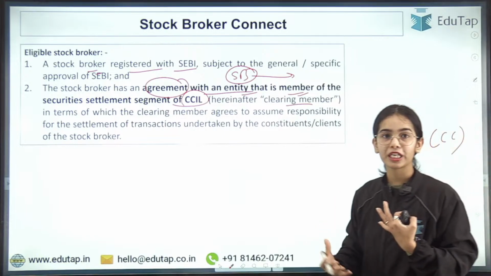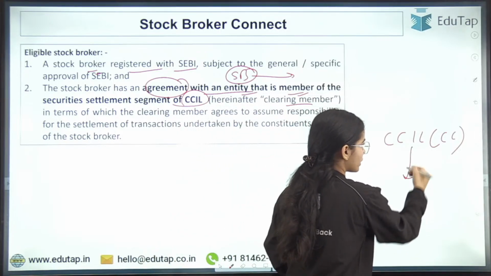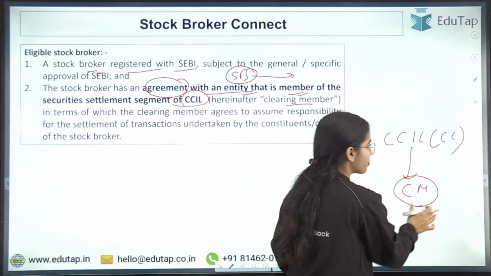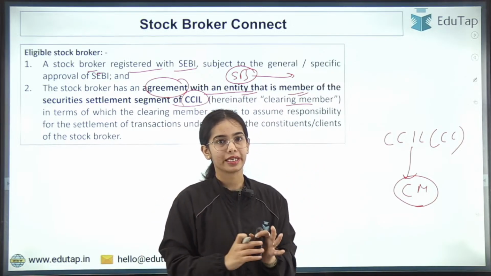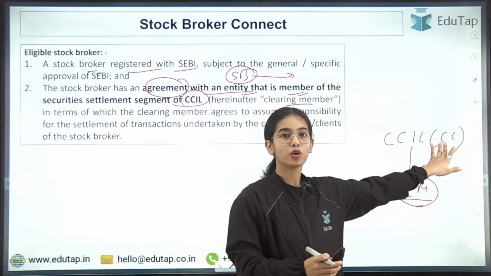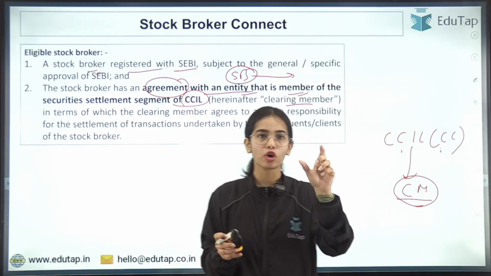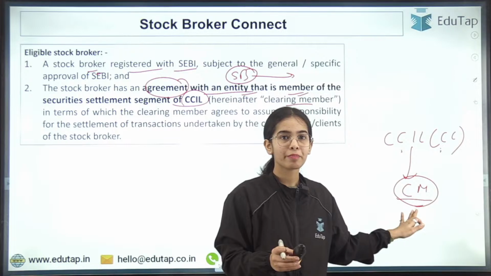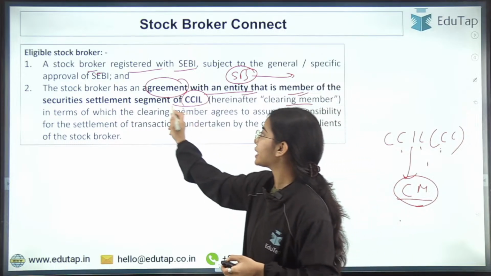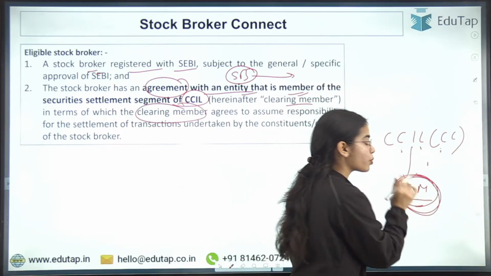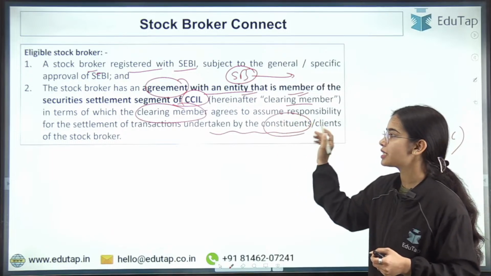because CCIL is the clearing corporation that settles and clears the trades, okay? So the members of the clearing corporation are the clearing members. They are the members that help the clearing corporation in the settlement and clearance of the trades. I hope this is clear, right? So the stockbroker has an agreement with an entity that is a member of the security segment of the Clearing Corporation of India Limited, in terms of which the clearing member is taking the responsibility for the settlement of transactions undertaken by the clients of the stockbroker.